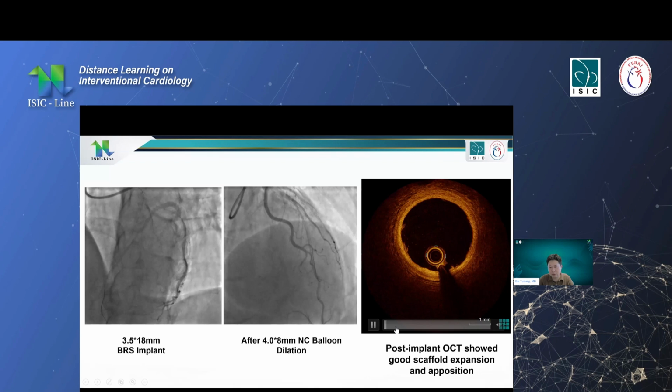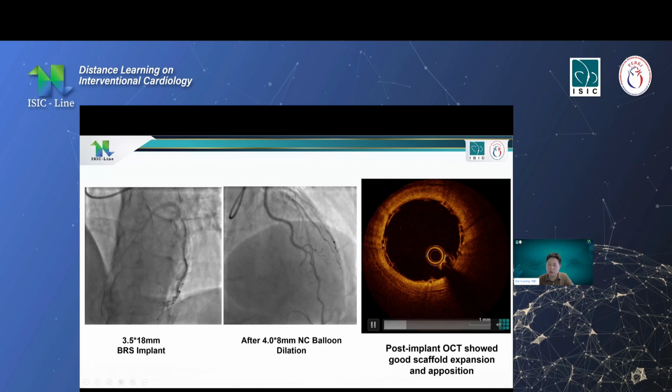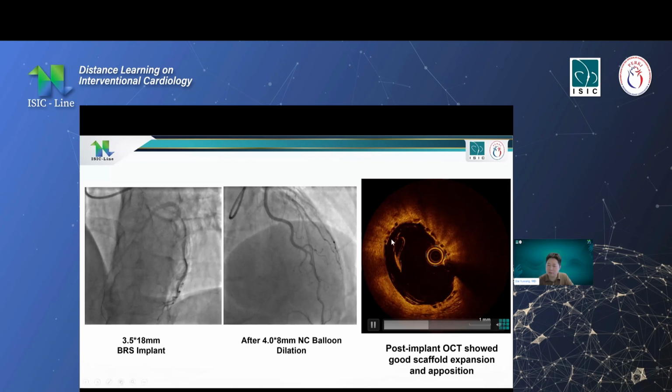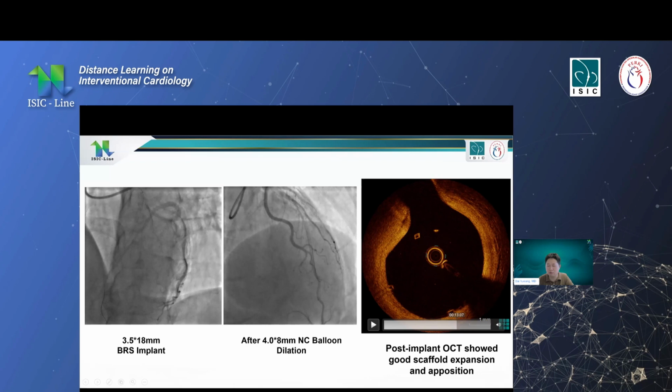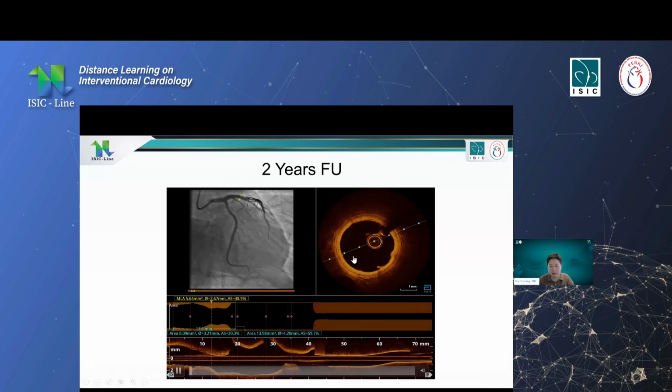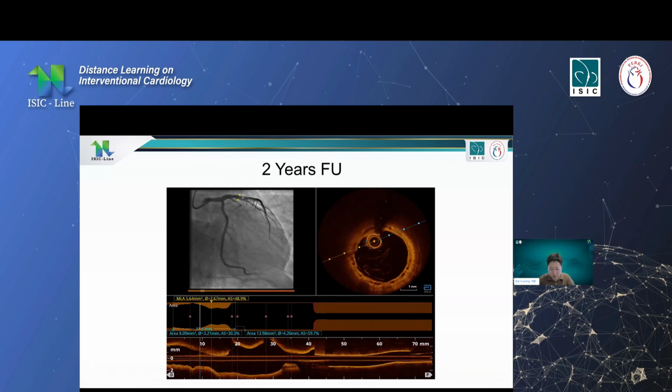And we can see here some struts are not very well apposed. However, it's acceptable. Although we used a 4.0 post-dilation, you can see there's still some structure not positioned very well. And at the 2-year follow-up, you can see here there's good apposition with endothelialization of the struts.